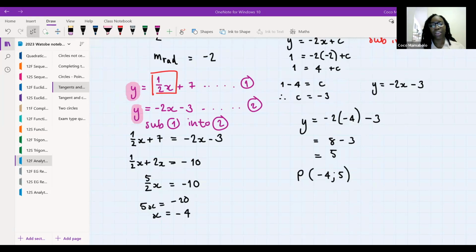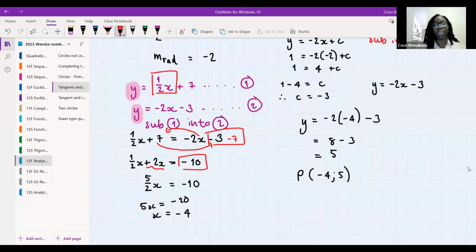Stogazil is asking, how did I get negative 10? So if I take the negative 2x over to that side, my sweetie, it becomes positive 2x. And if I take the positive 7 over to that side, it's going to become negative 7. So I ended up with negative 3 minus 7, and that gave me negative 10. I just skipped a step, and I'm realizing maybe I shouldn't.